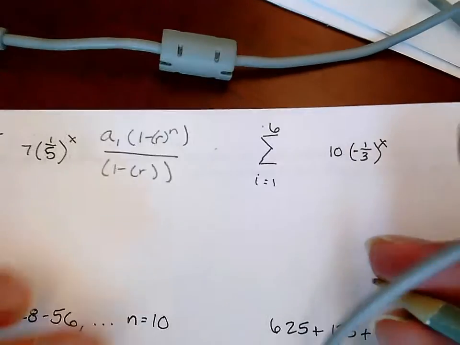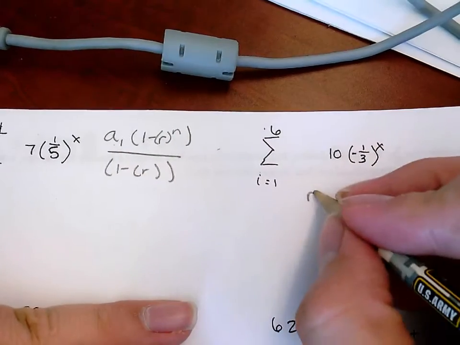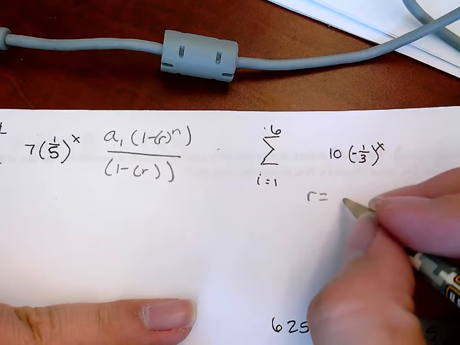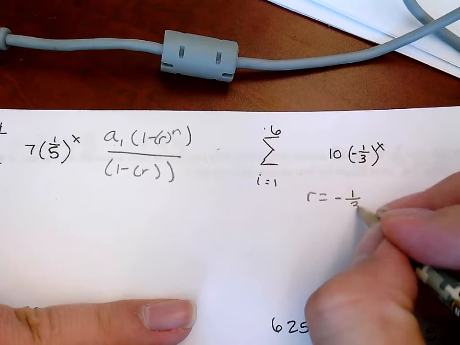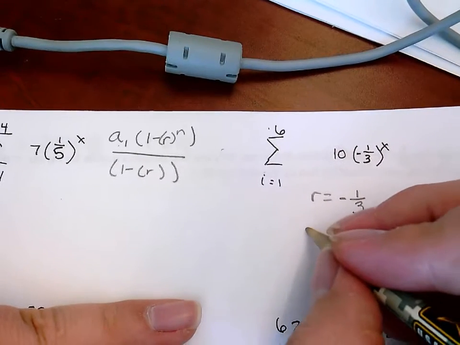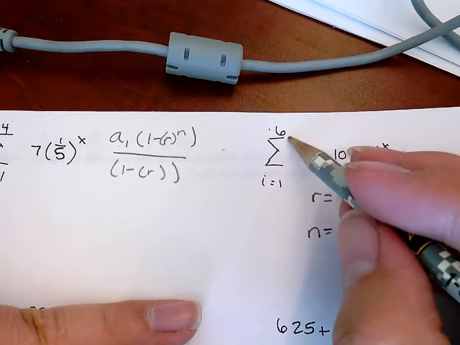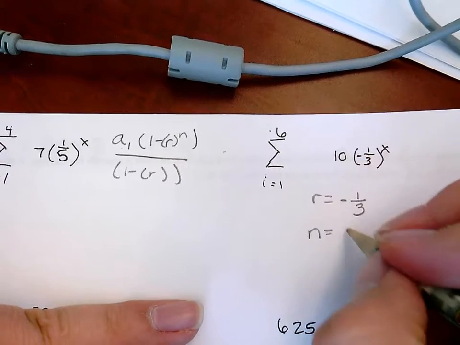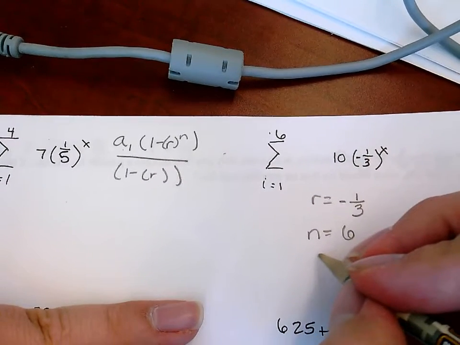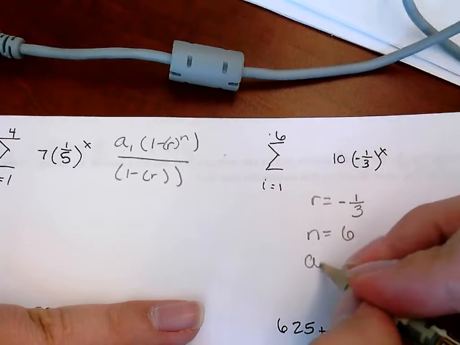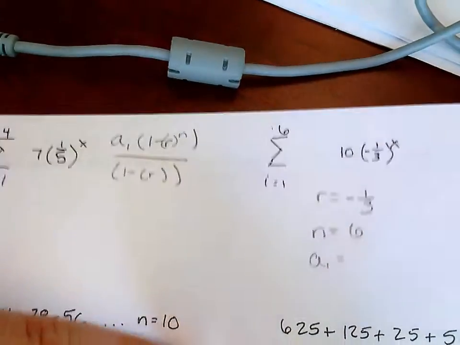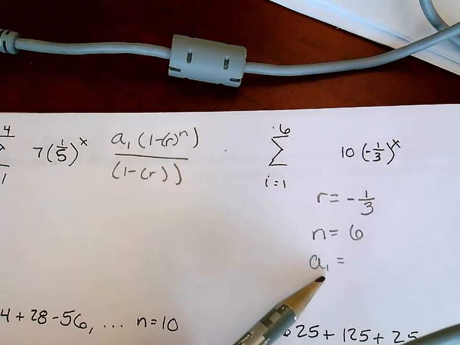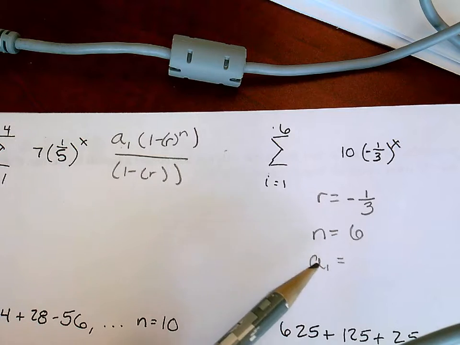r is actually pretty easy to find when it comes to this. We just look at the one thing being raised to the power of x. So in this case, this is negative 1/3. n is whatever's the number on top of this summation symbol, which is 6. And the last thing is my A1. My A1's the hardest to find when it comes to these types. So what A1 means is to replace the x with 1 and find out what answer you get.